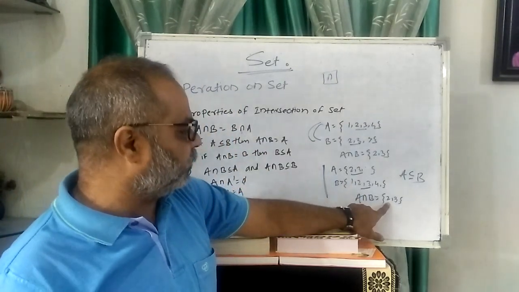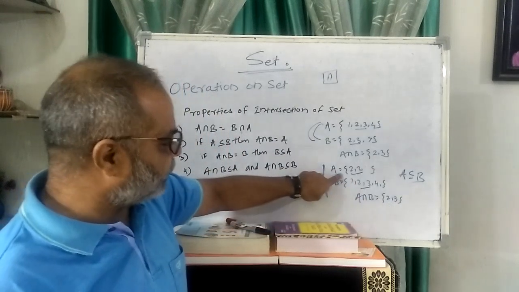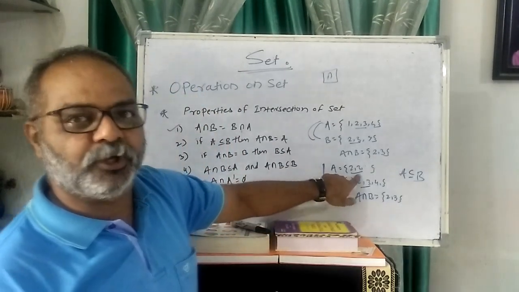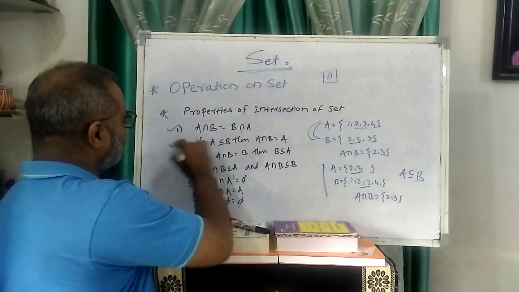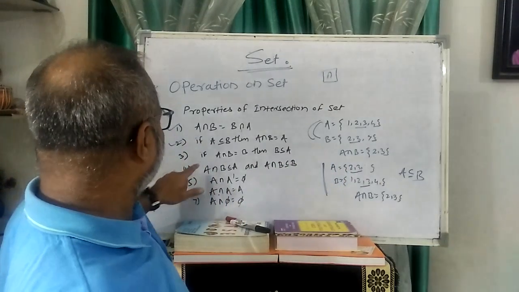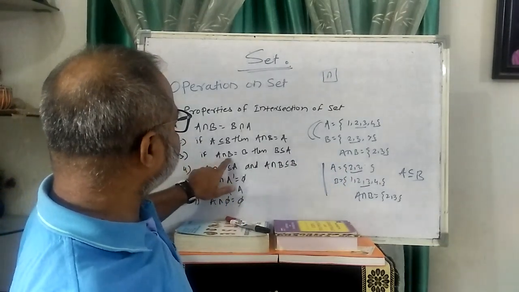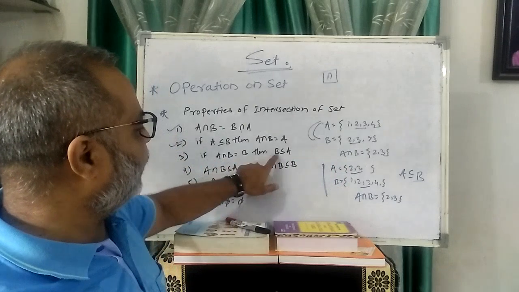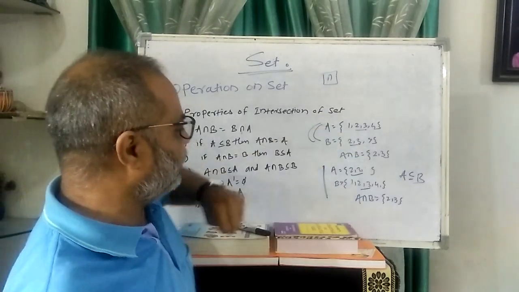What are the elements here? 2, 3. And which elements are present in A? That is 2, 3. Okay, so this is proved. Next, if A intersection B is equal to B, then B is a subset of A. The reverse way, this problem is there.